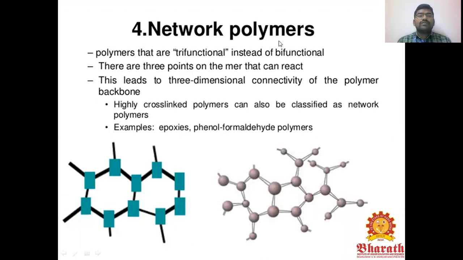The fourth one is network polymers. These are polymers that are trifunctional instead of bifunctional. There are 3 points on the repeating unit that can react. This leads to three-dimensional connectivity of the polymer backbone. Highly cross-linked polymers can also be classified as network polymers. Examples are epoxides and phenol formaldehyde polymers.